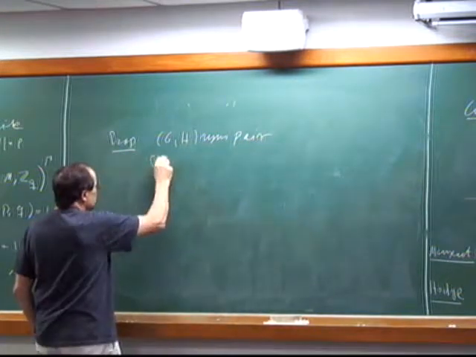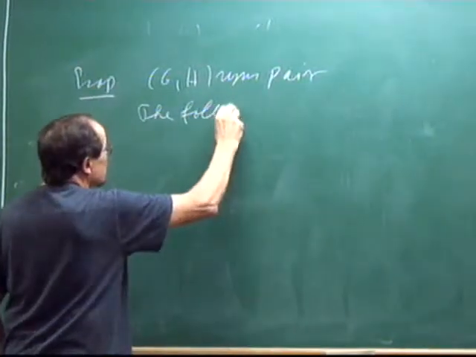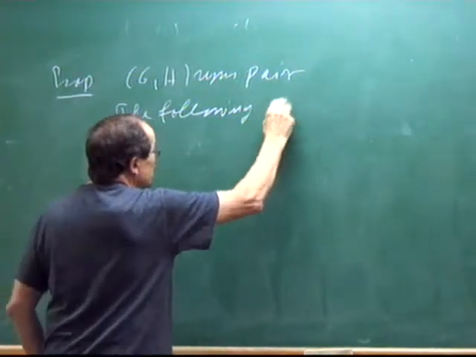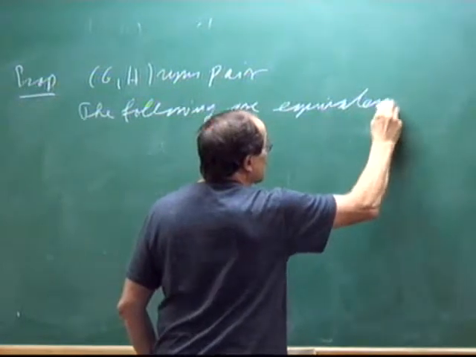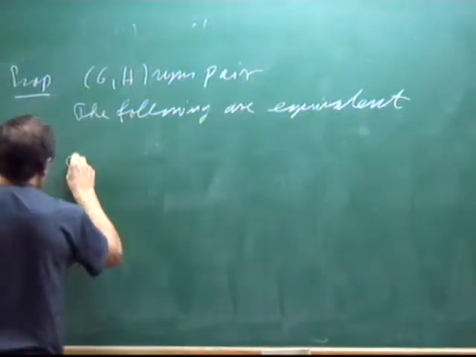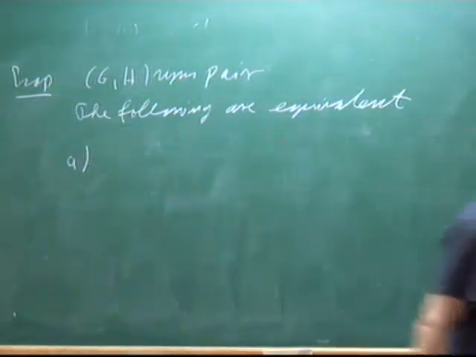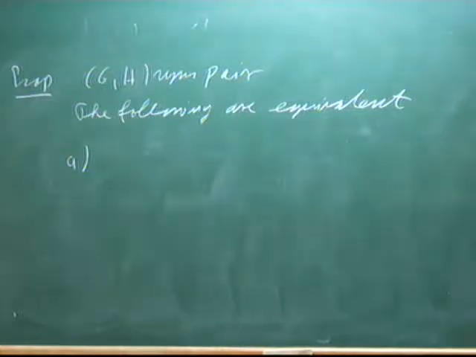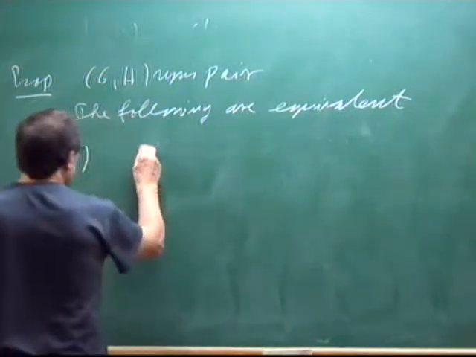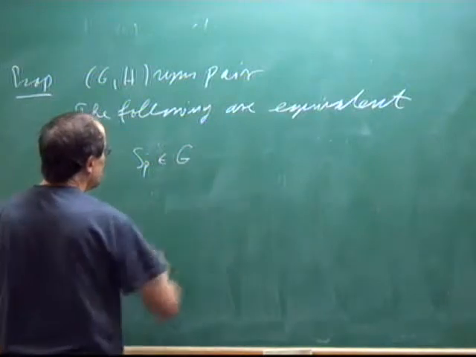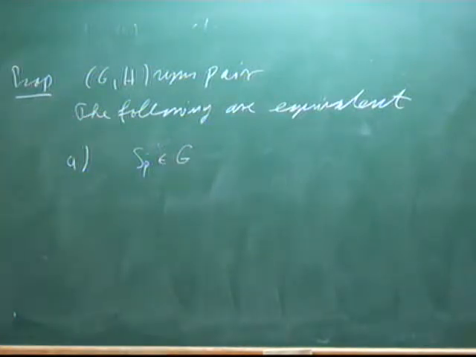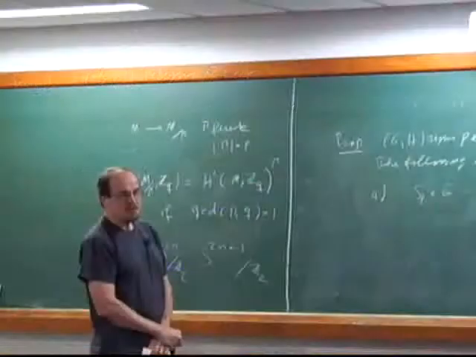The following are equivalent. Formulate them in the right order. I want to prove them. The symmetry is contained in G. Remember, you should think of G as the identity component of the symmetry group.